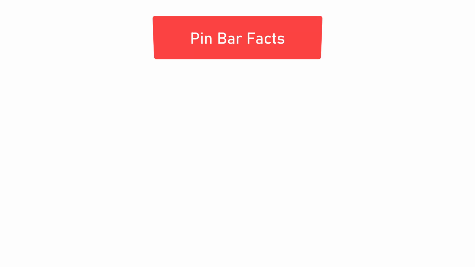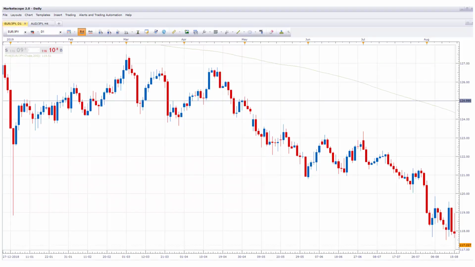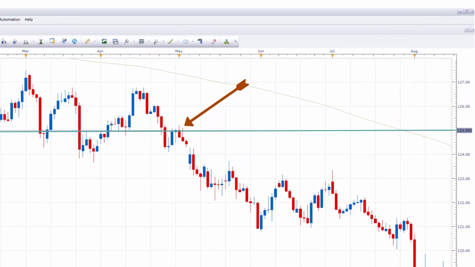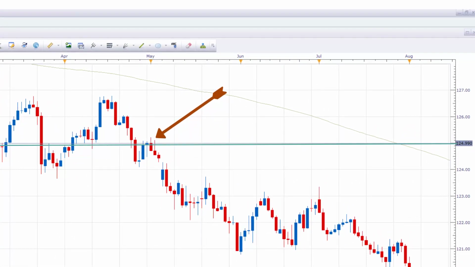Now that you have an understanding of what a bullish and a bearish pin bar is, let's talk about some facts about pin bars. Not all pin bars are tradable. The strongest pin bars occur in strong trends after a bounce from a support or resistance area within a trend, or from key chart levels or significant levels. In this example of the Euro Yen chart, this pin bar bounced off a significant area of resistance in a downtrend and a key level of 125, resulting in the momentum continuing in the downtrend.